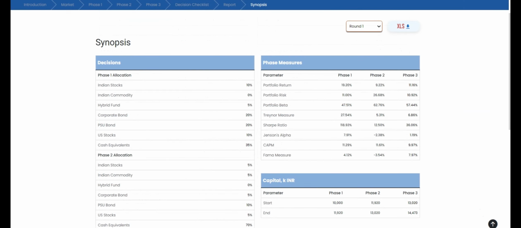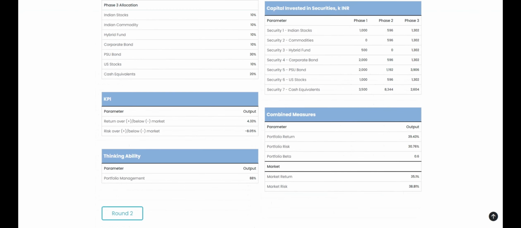Synopsis will provide you insights on your thinking ability on client investment allocation year on year. Review the report and synopsis before proceeding to the next round. Remember, to play the next round, click on the Next Round option available at the bottom left corner under the Synopsis tab.